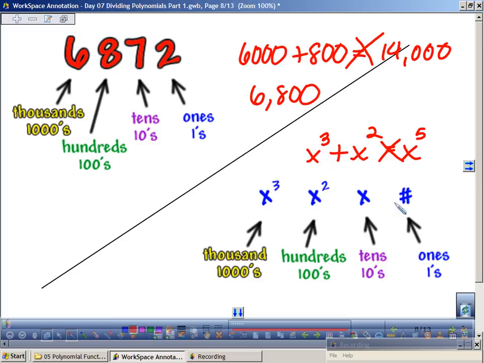Actually, long division with polynomials becomes easier because you have these exponents, so you know they have to be in the right place. If you have an x squared under an x cubed, you know it's in the wrong spot, right?